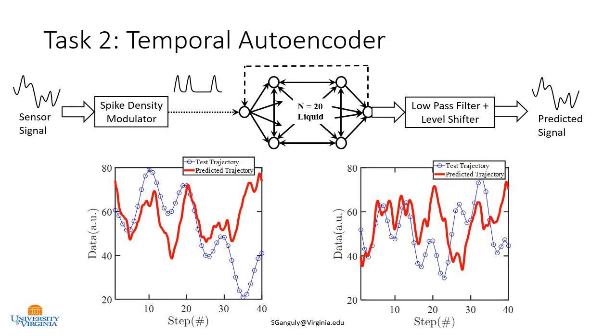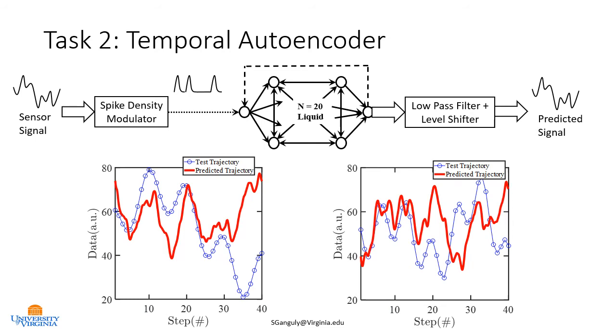The second task is what I call a temporal autoencoder. You have some sort of sensor signal, again a time series signal coming in, and you again put a spike density modulator. You convert it into the spike domain, and then pass it through some sort of liquid or reservoir. Again, I take a collection of 20 neurons, and you teach it to reproduce the signal that it's seeing, again using a low pass filter and level shifter. Then, after training it for a while on the signal, I cut out the sensory signal completely.